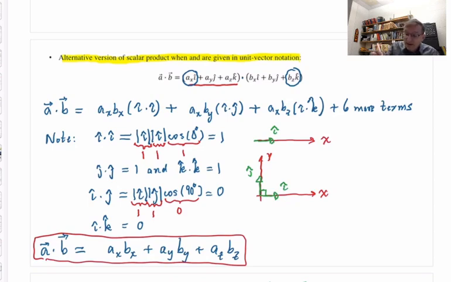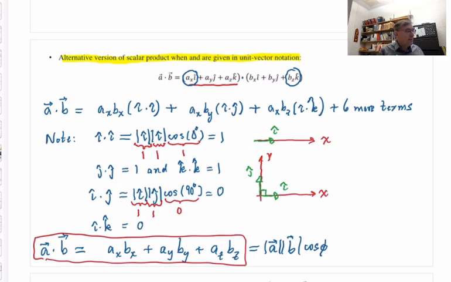And yes, that will be the same thing that you would get if you had enough information and you did all the math right, if you took the magnitude of A times the magnitude of B times the cosine of the angle between the A and the B. The way we defined scalar product to begin with. That's still true. But what I've shown you is an alternative way to calculate that, the handy way to do it if you're given A and B in unit vector notation.